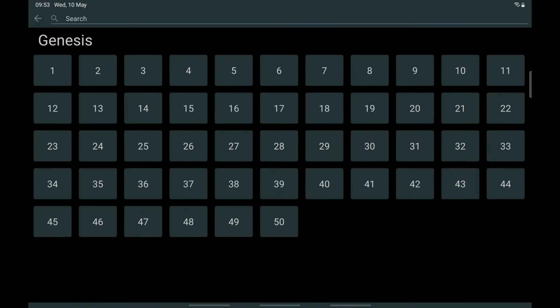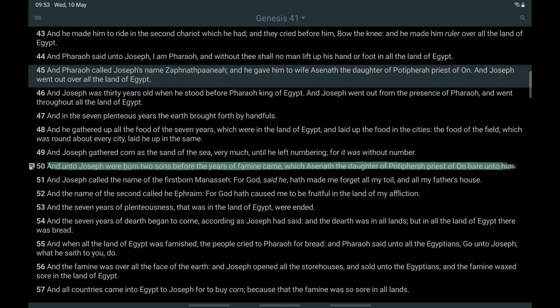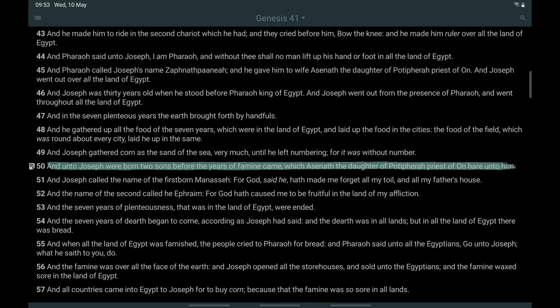So this is Joseph's Egyptian name. And Pharaoh called Joseph's name Zaphnat Ba'anea, and he gave him to wife Asenath, the daughter of Potiphera, priest of On, and Joseph went out all over the land of Egypt. The correct pronunciation of Joseph's Egyptian name would be Zatannath Ba'anea.